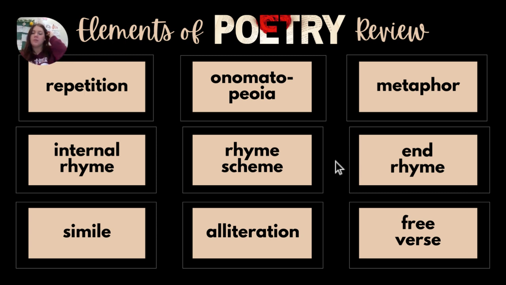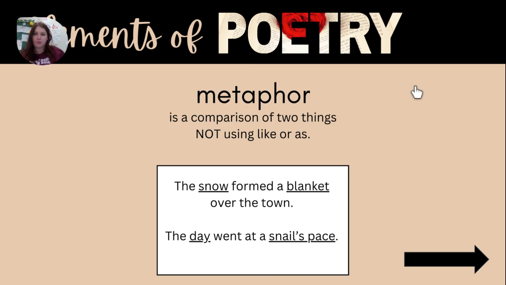And if you want to review a certain vocab word, just think of what you think the definition is. So let's say I want to review what is a metaphor, and I'm thinking, and then I want to check and see if I'm right. I click metaphor, and it will take me to the definition page with the example and the definition. And a metaphor, of course, is a comparison of two things, not using like or as.